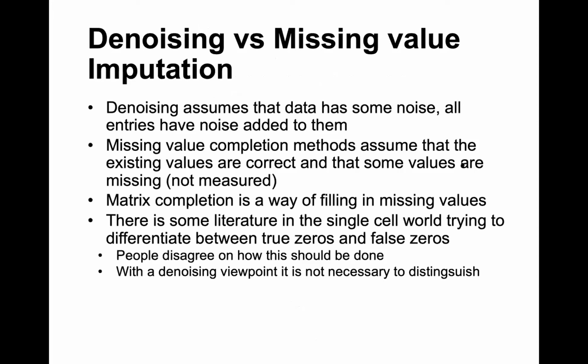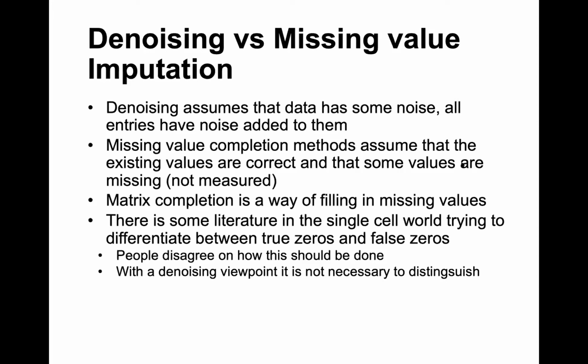Somebody talked a little bit about missing value imputation versus denoising. So I do want to make a distinction here. The denoising methods that I've talked about, which are strongly rooted in signal processing and image denoising, assume that the data has some noise, so every entry could be corrupted by some kind of noise. On the other hand, there were people earlier on especially who tried missing value completion methods, or what are traditionally called imputation methods. These methods usually require you to know which values are present and which values are missing.